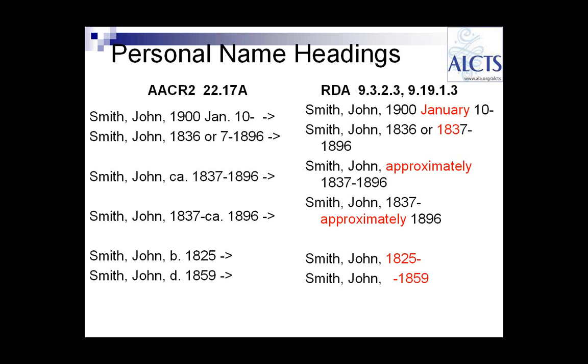Okay. And here are a few other types of changes. For example, the abbreviation circa is going away in favor of approximately. You're going to spell out months, for example, like January, instead of B period for born or D period for died. RDA uses dashes to indicate the birth and the death.